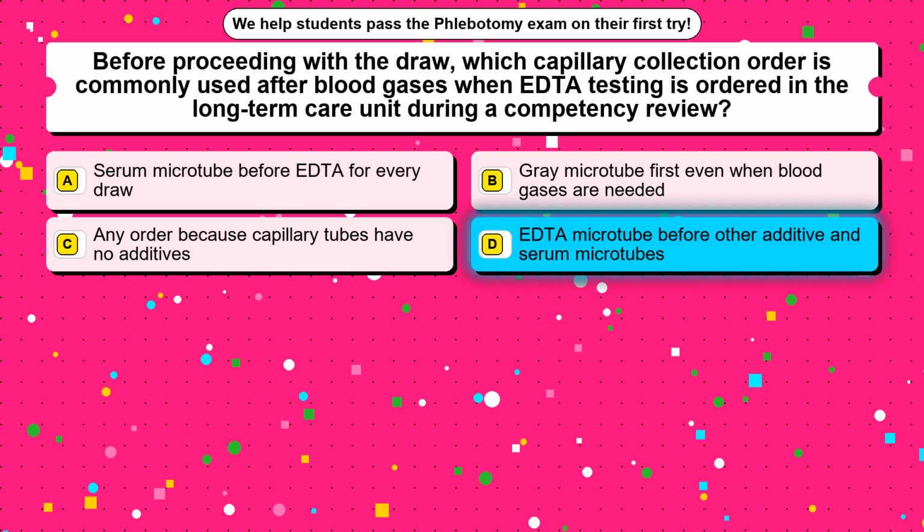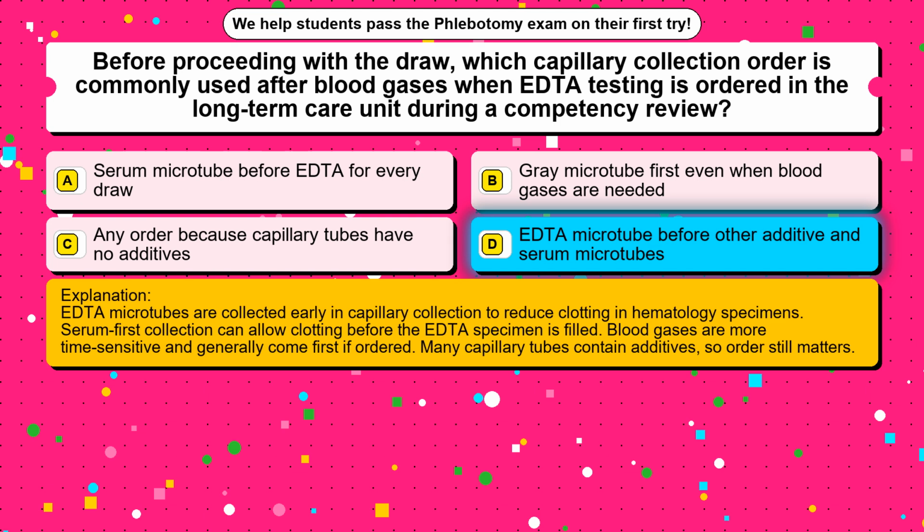The correct answer is option D. EDTA microtube before other additive and serum microtubes. EDTA microtubes are collected early in capillary collection to reduce clotting in hematology specimens. Serum first collection can allow clotting before the EDTA specimen is filled. Blood gases are more time-sensitive and generally come first if ordered. Many capillary tubes contain additives, so order still matters.